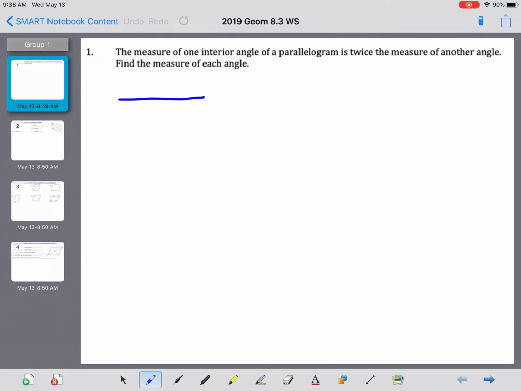So again, remember a parallelogram kind of looks like this. And if I have one that's twice the other, I'm going to call this my 2x angle, and this will be my x angle. This will be 2x because they're across opposite one another, and this will be x degrees. These are all in degrees.